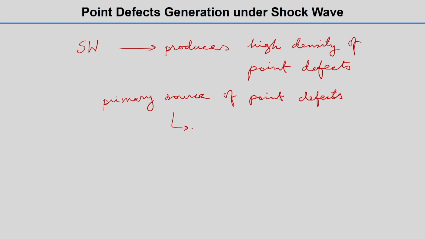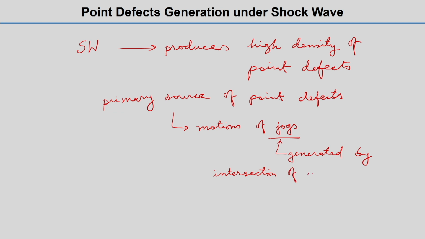is the motion of the jogs. Please study about jogs if you are interested. Jogs are basically line defects, and you can study about jogs and kinks, these defects in crystals. Jogs are generally generated by the intersection of screw or mixed dislocations.